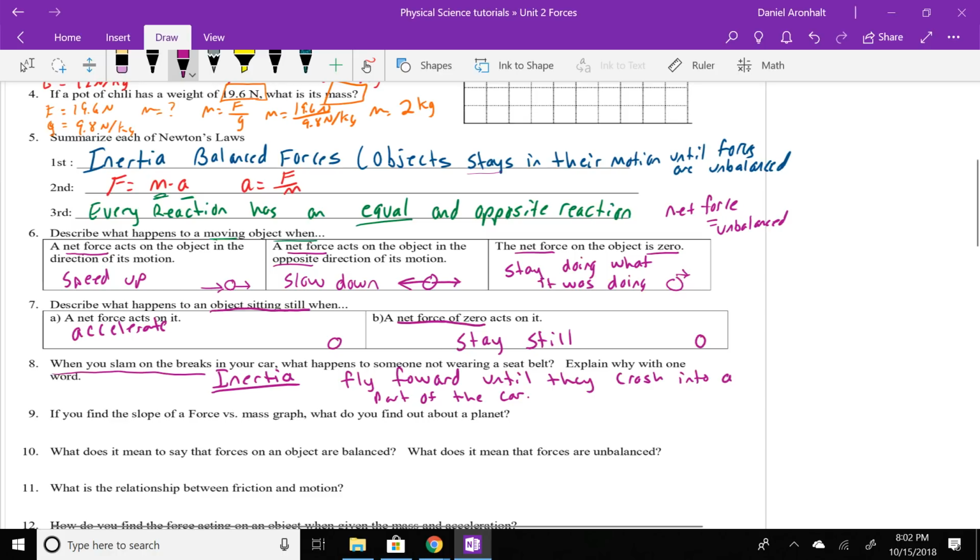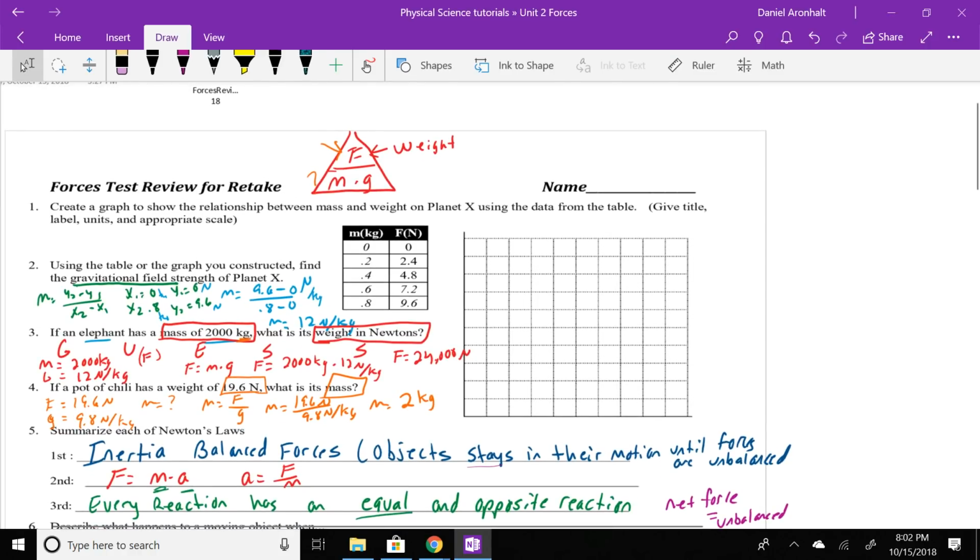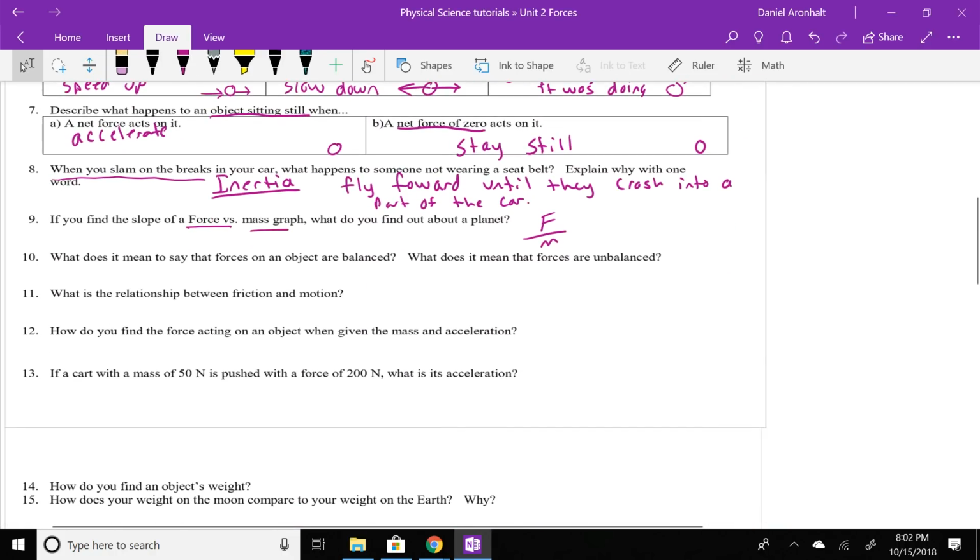Number 9. If you find a slope of the force versus mass, what do you find out about the planet? Did we do that somewhere? Yeah, let's go to the top problem. In the first problem, we found the slope of force over mass. What did we get? We got gravity. You found that planet's gravity. So the answer is gravity.